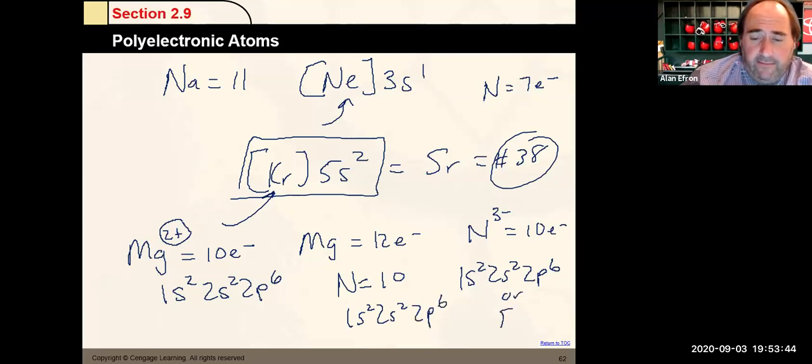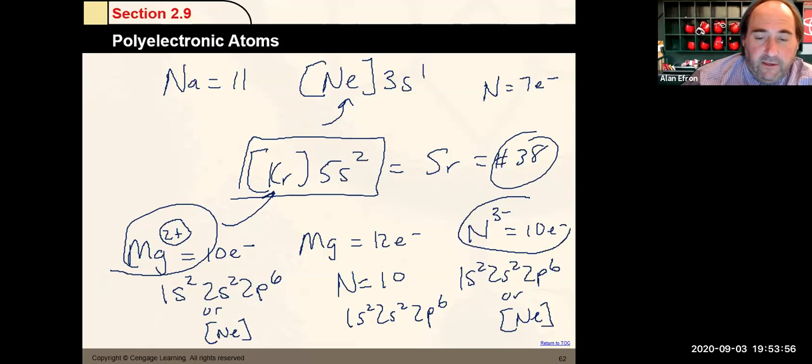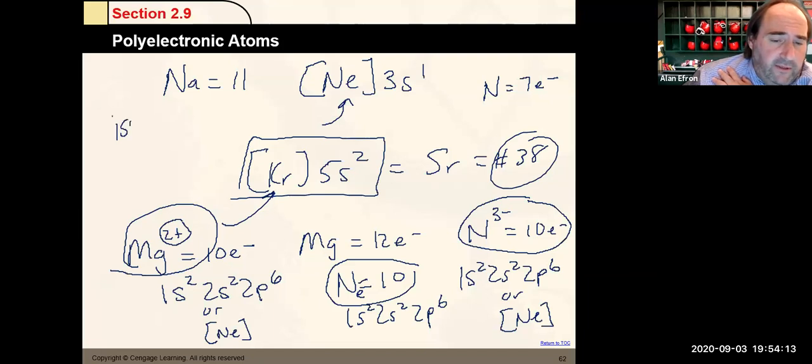So you could write neon for this guy. You could write neon for this guy as well. And all three of these things, magnesium with a +2 charge, nitrogen with a -3 charge, and I guess I should have put the E there to make it neon, neon with 10 electrons and no charge, they all have the same electron configuration. And things with the same electron configuration, those are what are known as being isoelectronic with each other. It's the same electron configuration.